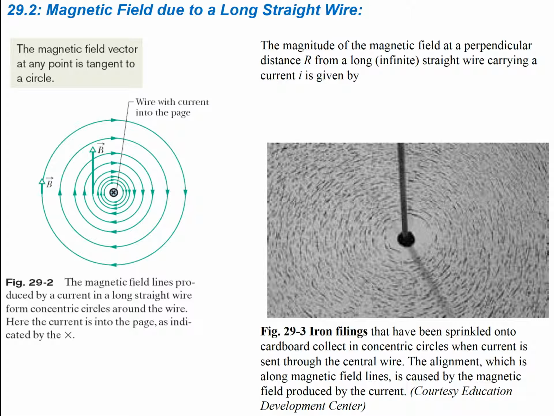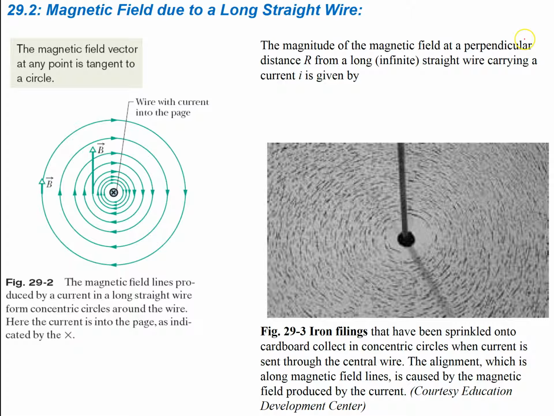So the magnetic field due to a long straight wire. Well, the magnetic field vector at any point is going to be tangent to the circle. So if this is our wire of current and it's going into the page, you have a little X there. If the wire is going into the page, the magnetic field lines are going to be circular all the way around. So the direction of the magnetic field is just going to be tangent to any of these circles.